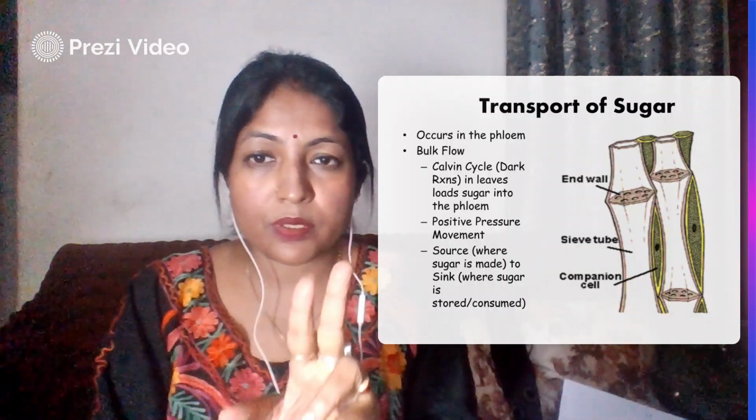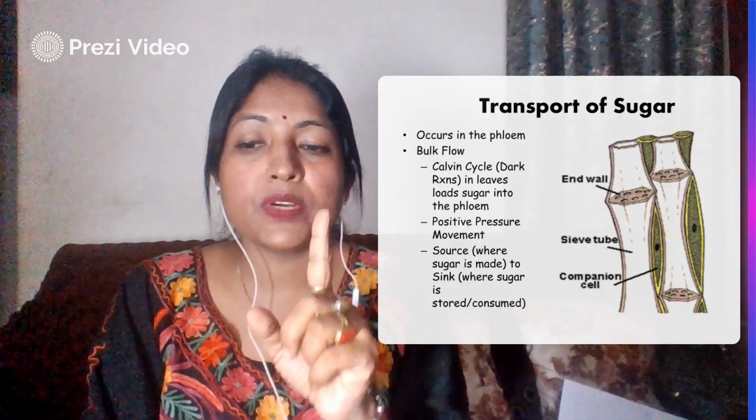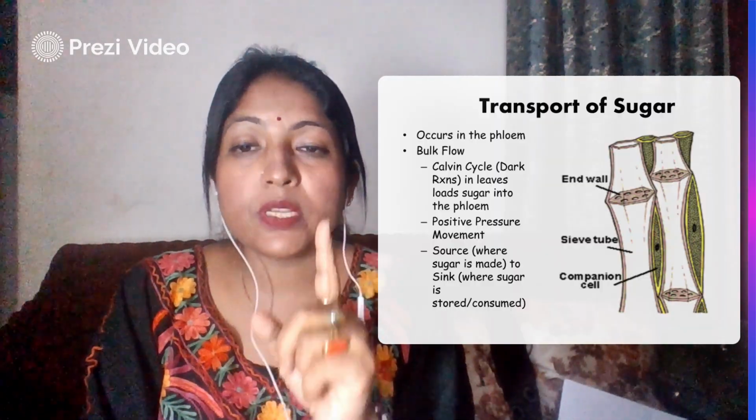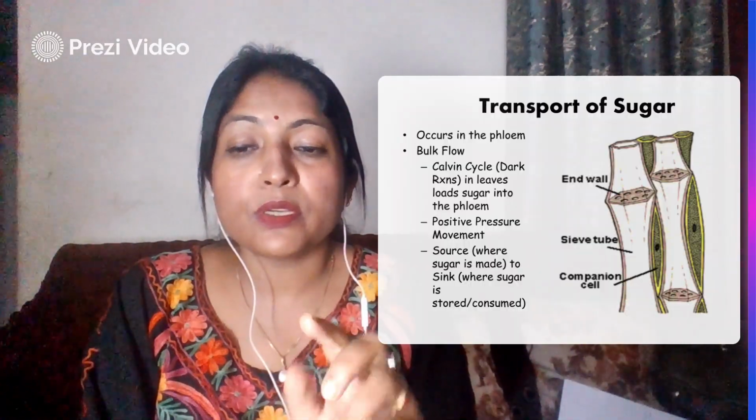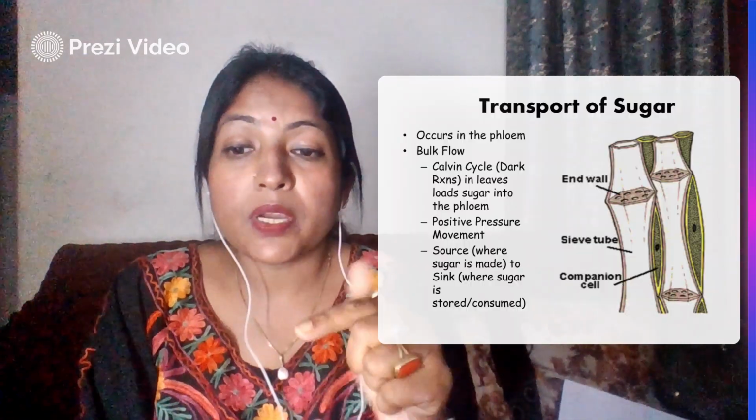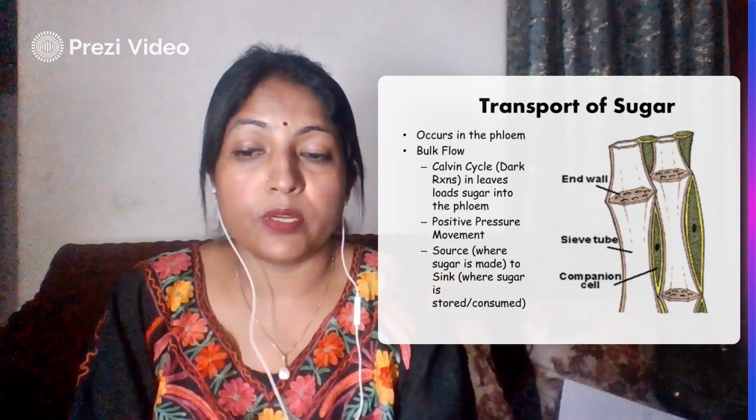Two main terms you should know. First one is source, where sugar is produced, and second one is sink, where sugar is used or stored.